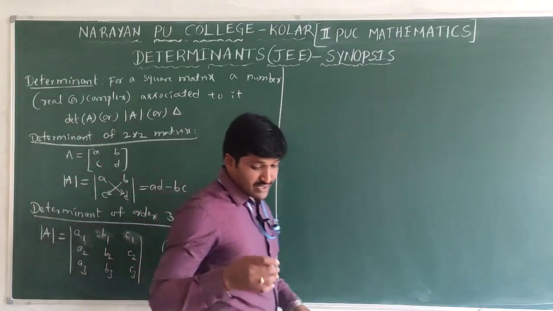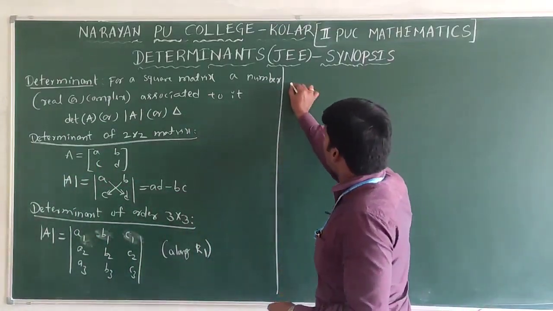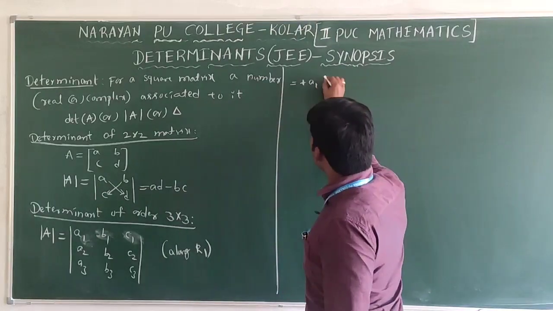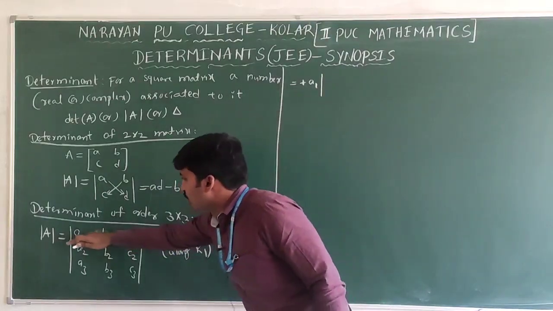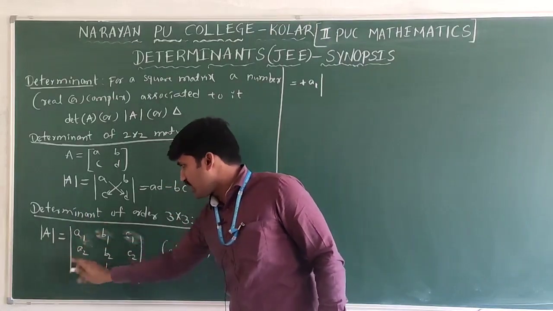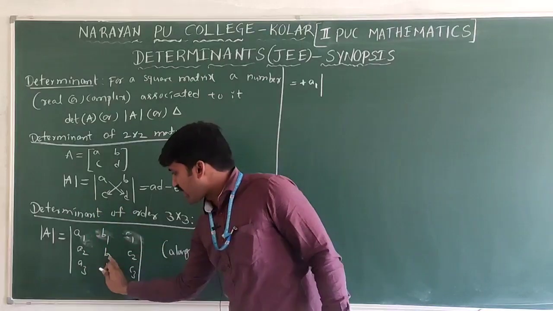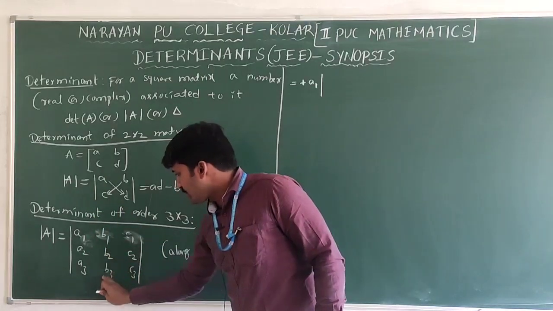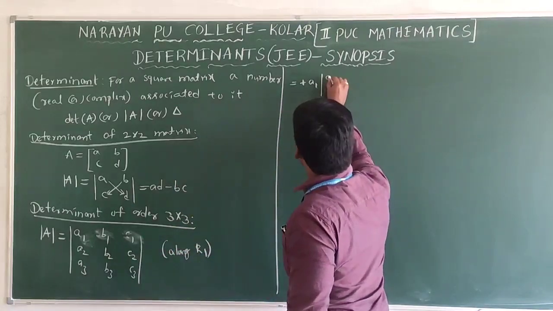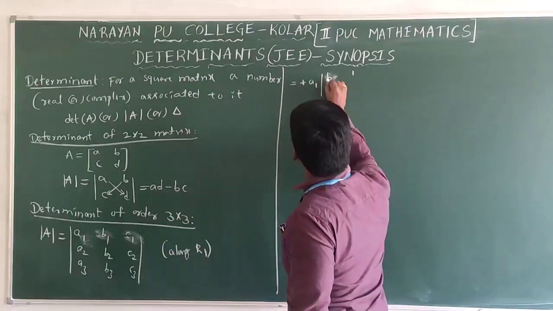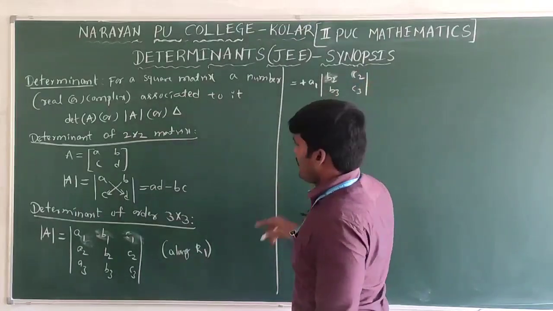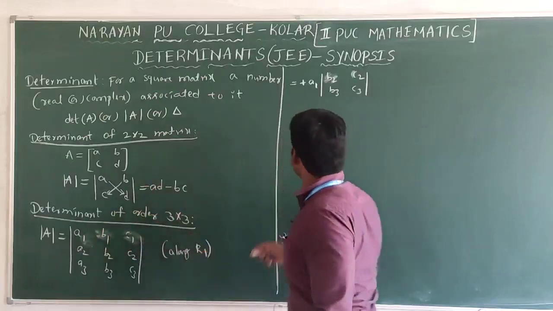Now we are expanding along R1. How to expand this? Plus a1 into, by deleting its row position and column position. This a1 is lying in the first row, first column. By deleting its row and column, what remaining elements? b2, c2, b3, c3. It is reduced to a second order determinant: b2, c2, b3, c3. Here plus, now here minus.